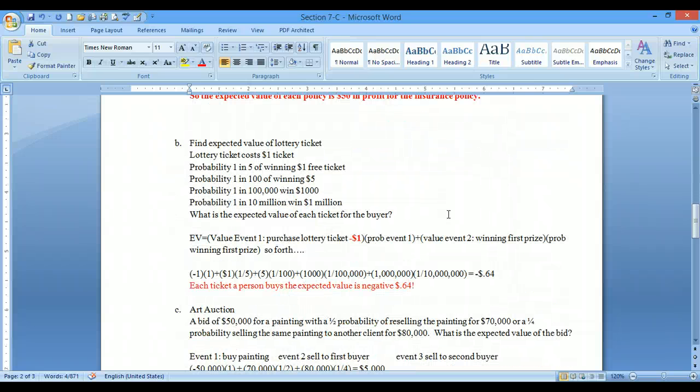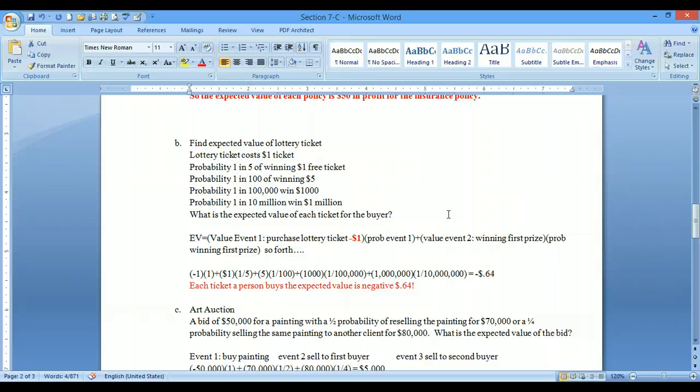Let's do B. Let's find the expected value of a lottery ticket. You walk into a convenience store and buy a lottery ticket that costs $1. The probability of winning the first prize is 1 in 5, and you win $1 for a free ticket. The next prize is winning $5, with a probability of 1 in 100. The third prize is winning $1,000, with a probability of 1 out of 100,000. The probability of winning $1 million, the jackpot, is 1 in 10 million.